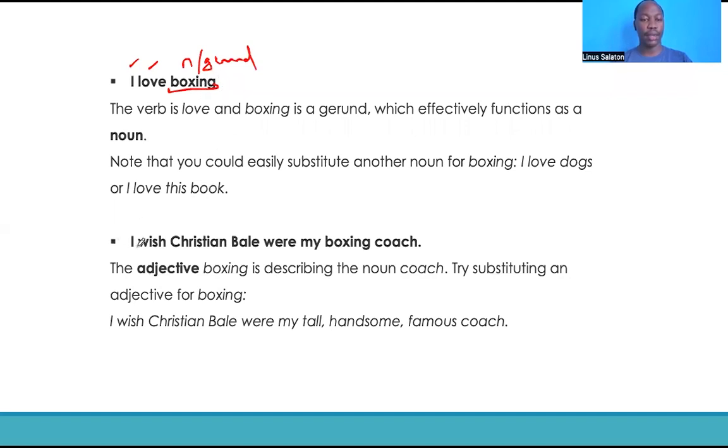Thirdly, you could have "I wish Christian Bale was my boxing coach." So the adjective "boxing" is describing "coach." If you try to substitute an adjective for "boxing," let's say "I wish Christian Bale were my tall, handsome, famous coach," you can really tell that in this case, this is not a gerund. More or less, it's an adjective.